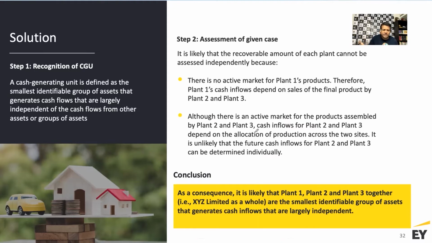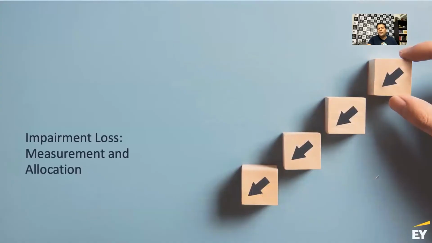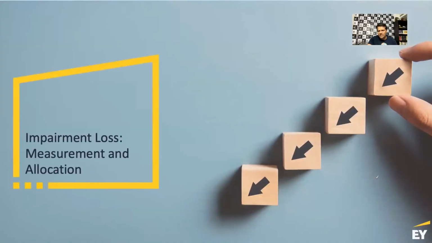So it's important to remember this is an area of judgment. Whatever judgment you want to apply in this given fact pattern, you've got to document it, rationalize it and apply it appropriately, and then conclude why you believe that this is to be considered as one group of assets. One CGU is all three plants coming together, and not plant 1 as a separate CGU, plant 2 a separate CGU, plant 3 a separate CGU. Here you've considered all of them together as one single CGU, because there are a lot of dependencies of cash flows between plant 1, 2, and 3.